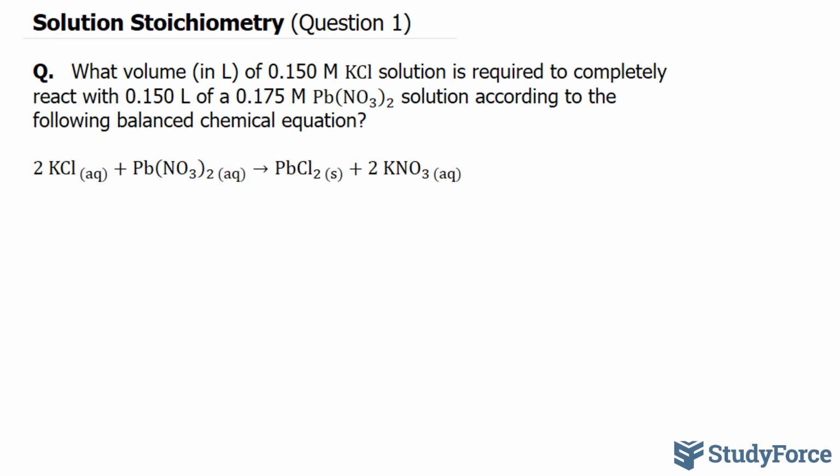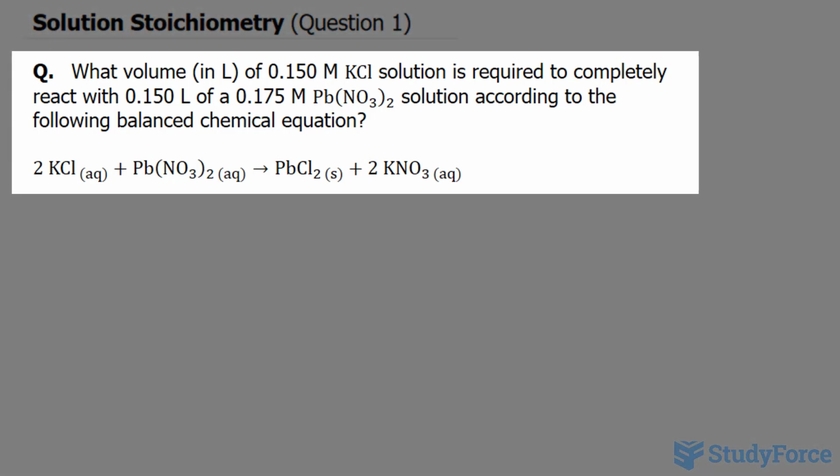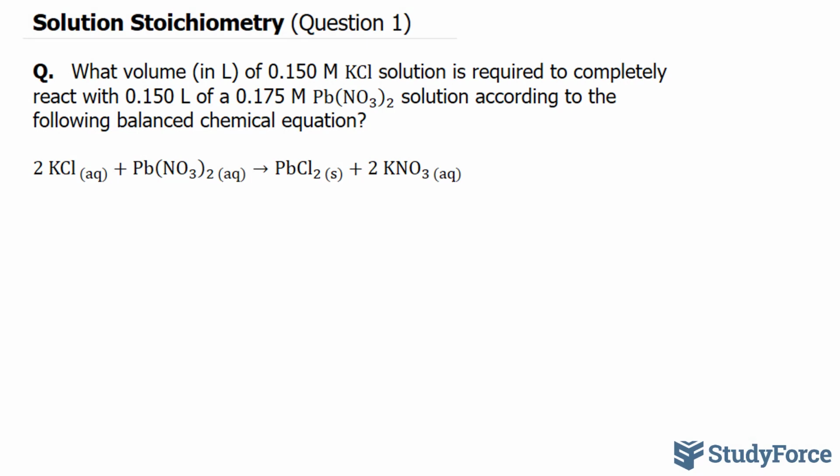In this lesson, I'll show you how to solve solution stoichiometry questions. This is question number 1. The question reads, what volume in liters of 0.150 molar of KCl solution is required to completely react with 0.150 liters of a 0.175 molar lead nitrate solution according to the following balanced chemical equation?